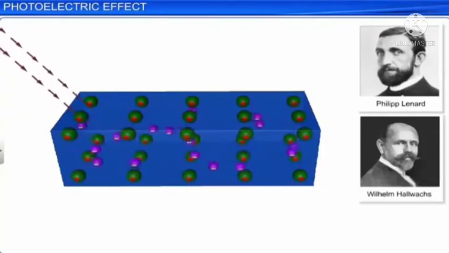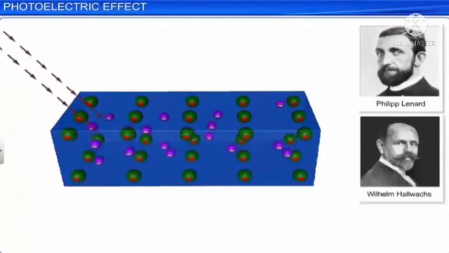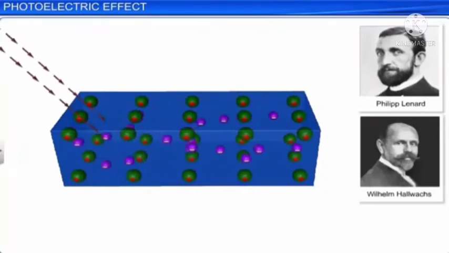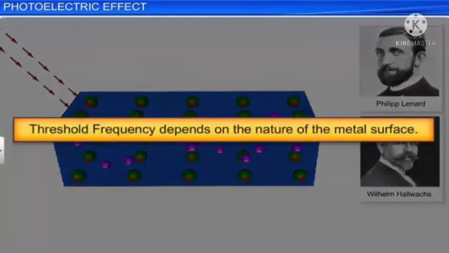This minimum frequency of incident light below which no photoelectrons are liberated from the metal surface is known as the threshold frequency or work function. Threshold frequency depends on the nature of the metal surface.